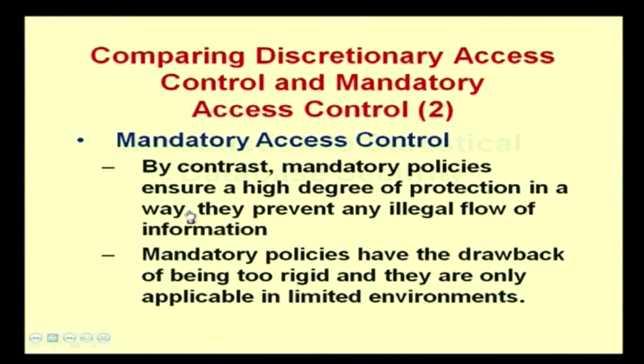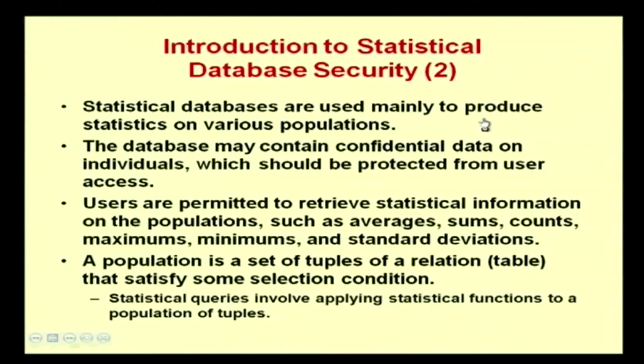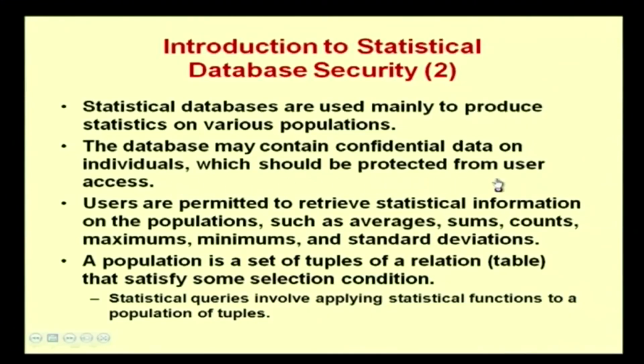Now, let us look at an introduction to statistical database security. Statistical databases are used, as we spoke about in the beginning, to produce statistics on various populations. For example, I want to take all the students of the university and look at what is confidential. I can give an overall impression, such as the average age or the subject most loved, but not give the complete information. The database may contain confidential data on individuals which must be protected from user access.